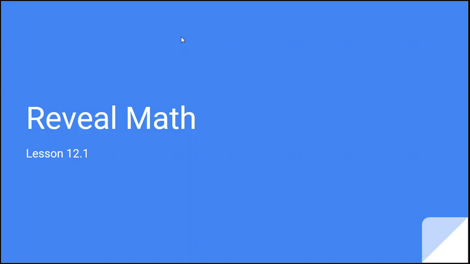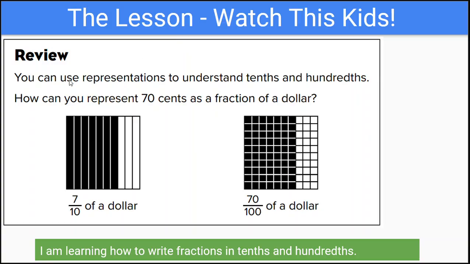Let's take a look. It says, you can use representation. Whenever they say representation, they're just talking about drawing a model, making a quick pic, or using a number line or something like that. You can use representations to understand tenths and hundredths. Tenths just means there's a denominator of 10. Hundredths means there's a denominator of 100.